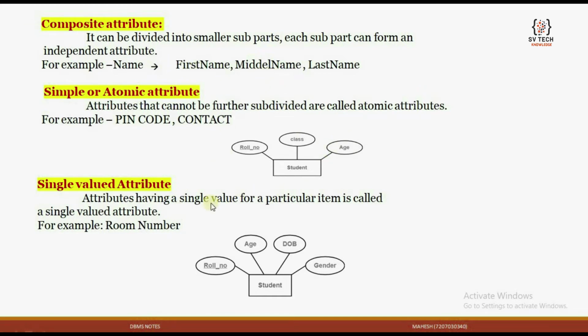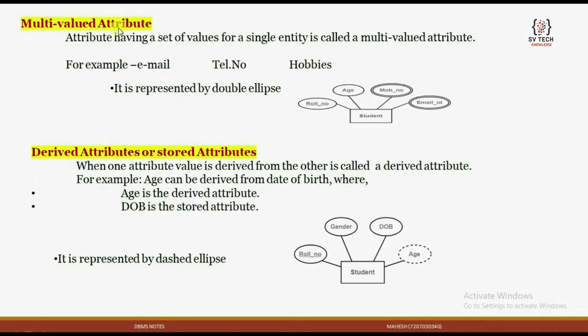Single valued attribute. The attribute which has a single value for a particular item is known as a single valued attribute. Suppose if we take a student entity, the gender should be only single valued. It should be either male or female like this. A student's roll number should be a single value. Any student should not have two roll numbers like this. Single valued attribute.